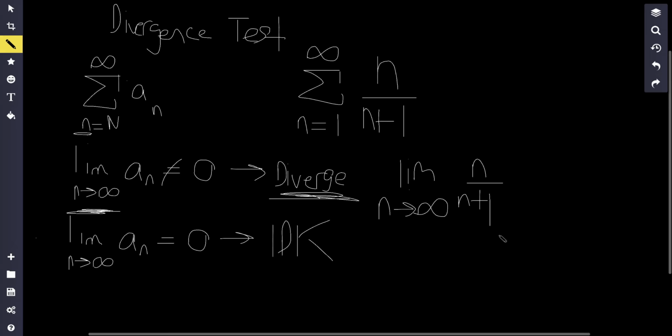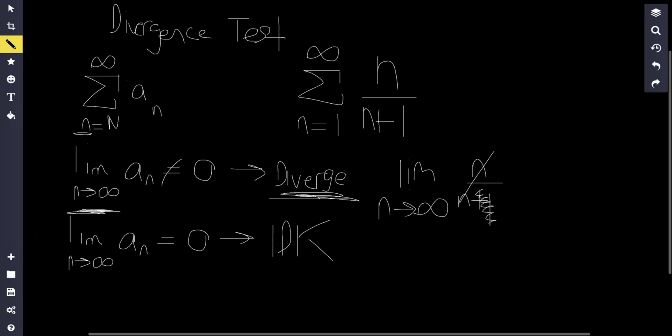All right, because at the end of the day, if our n value is getting to a very, very big number, this plus 1 right over here isn't really going to do anything, right? So you can kind of just ignore this plus 1, if you will. And then as n approaches infinity of n divided by n, well, n divided by n is just going to be equal to 1. Notice how 1 is not equal to 0. Therefore, my series will diverge.